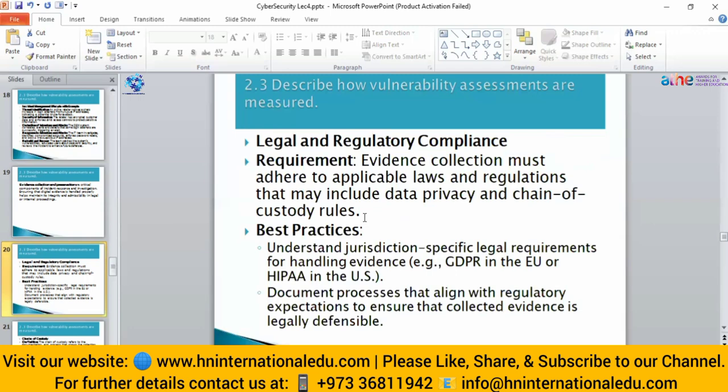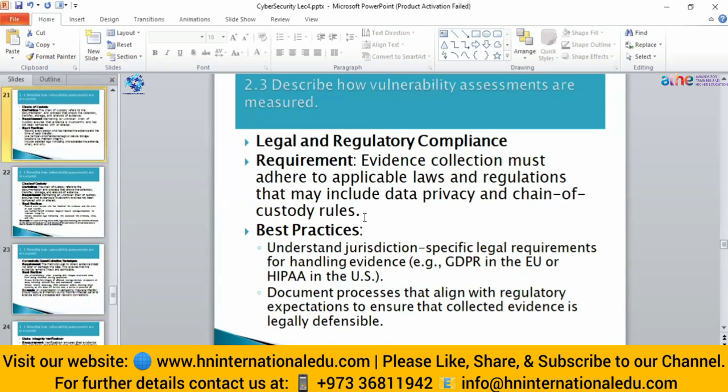You can understand the specific legal requirements for handling the evidence. We have discussed the General Data Protection Regulation law in Europe, or HIPAA in the US. These are the different laws you can study. Then you document whether it aligns with the regulatory expectations or not, meaning you have to ensure that you have collected the evidence according to these laws.